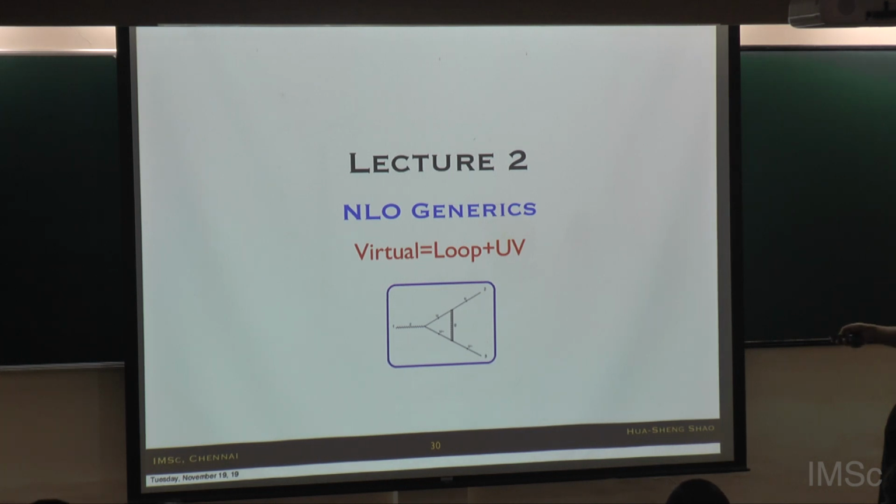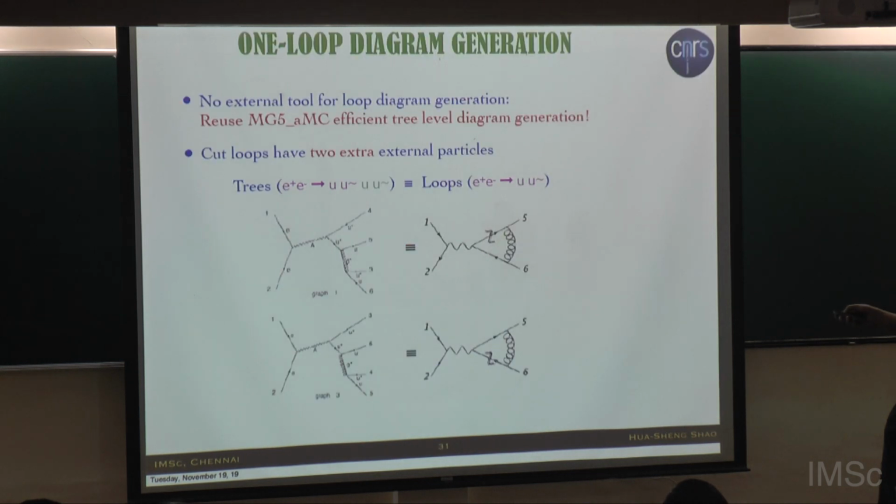So first we go to the virtual. Virtual means loop plus UV renormalization. What MadGraph does is basically this: MadGraph does not use any external loop diagram generation, unlike other programs like Sherpa, which use external one-loop providers. MadGraph is a single framework to provide all pieces of next-to-leading order calculations, except the shower, of course, but at the matrix element level, and it also includes matching.